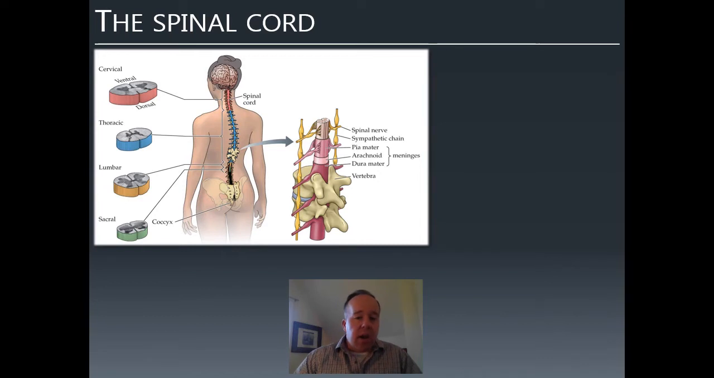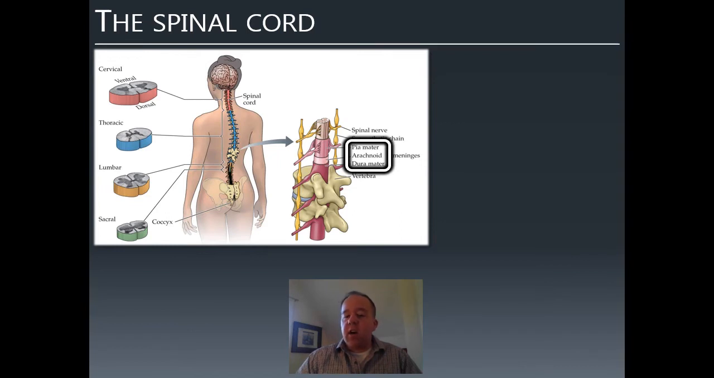And so if you look at this diagram, you'll notice there are multiple layers that cover and protect the spinal cord. And those layers together are called meninges. And the meninges are the boundary between the central and peripheral nervous systems. The central nervous system has meninges, the peripheral nervous system does not. So as nerves leave the spinal cord, they lose those meninges. And there are three of them.